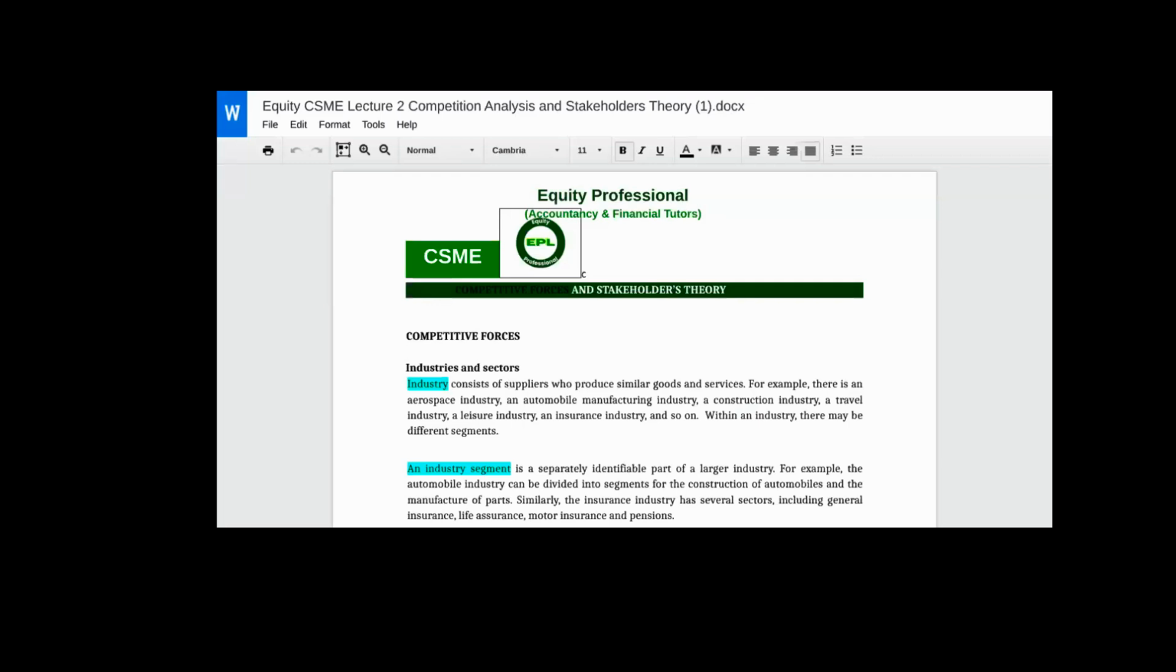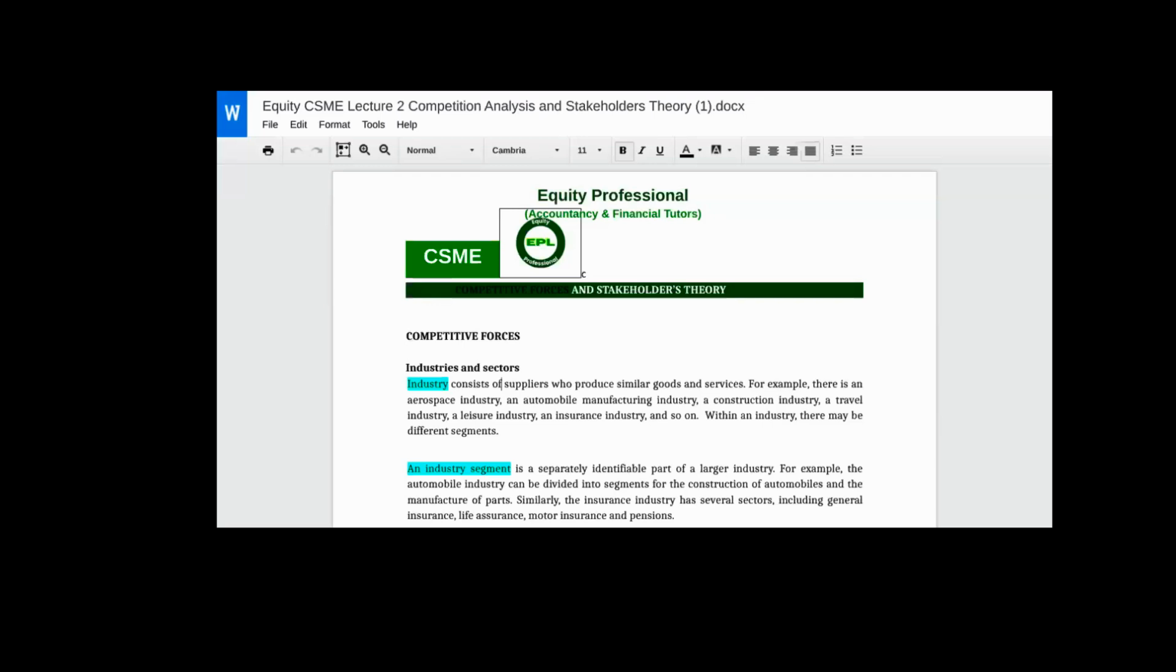Okay, to start with, competition analysis and stakeholders theory. We are starting with the little preambles about industry analysis, some basic concepts about industry, before we move to competition analysis that was formulated by Michael Porter.